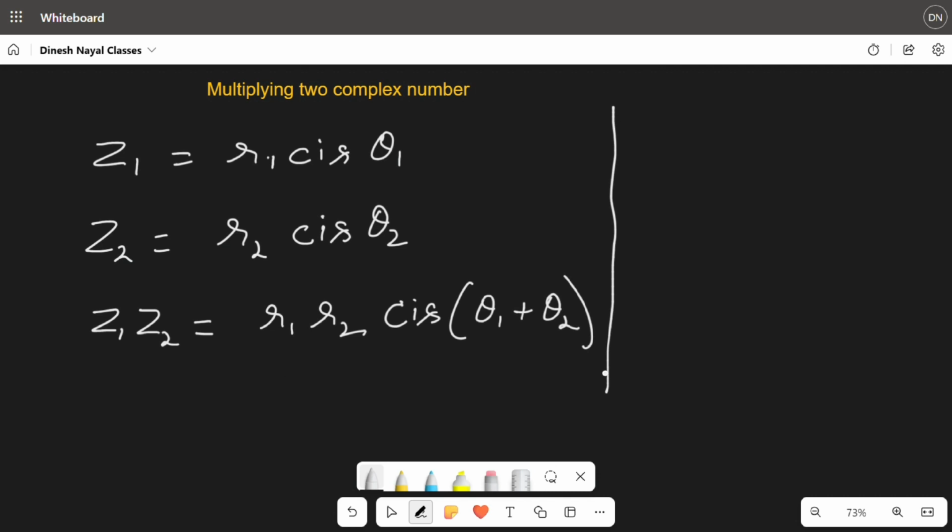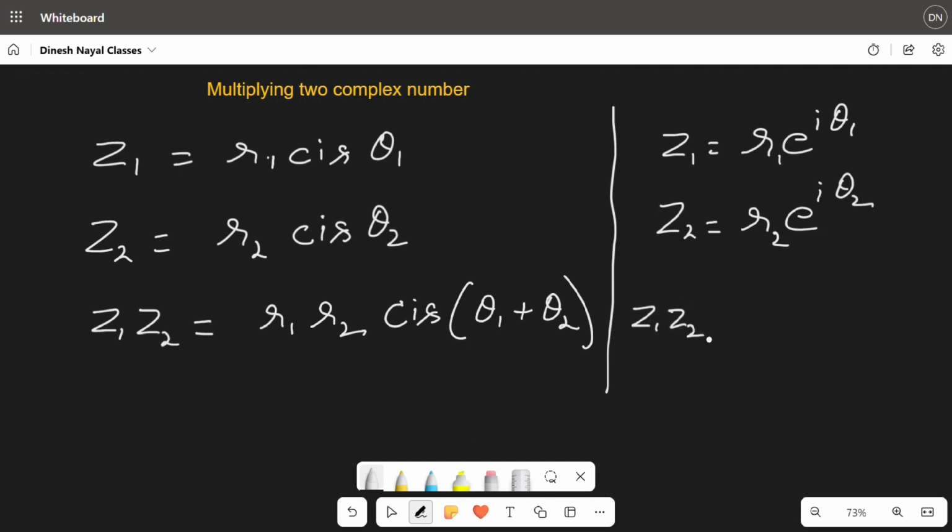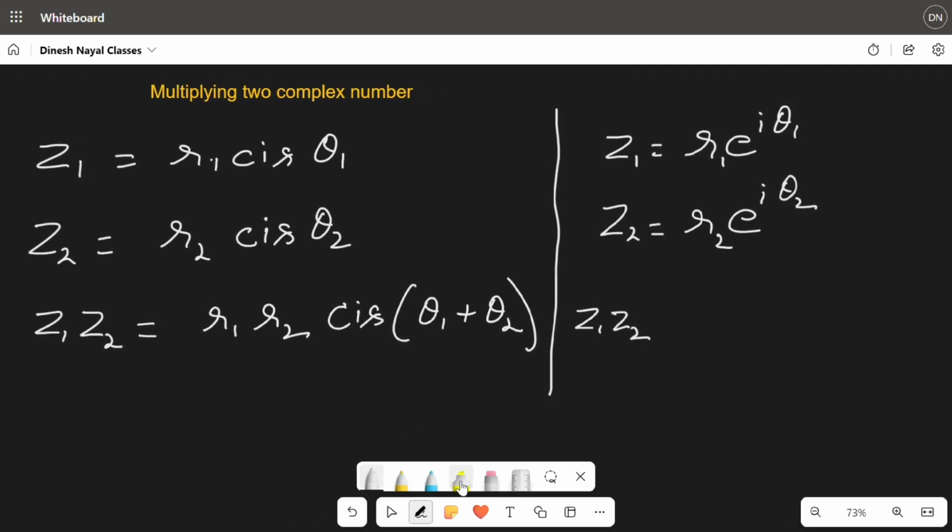Now if we consider this in Euler's form, let z1 be r1 e to the power i theta 1, and z2 be r2 e to the power i theta 2. Now the multiplication z1 z2: the moduli will be multiplied, that will be r1 r2, and this will be e to the power i, the arguments have to be added, so theta 1 plus theta 2. That's how you multiply two different complex numbers in polar form.